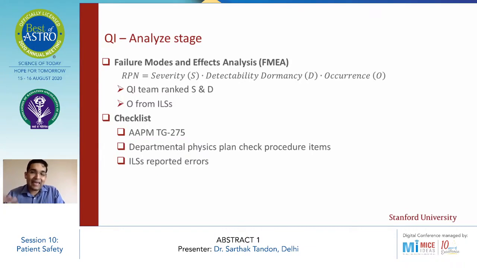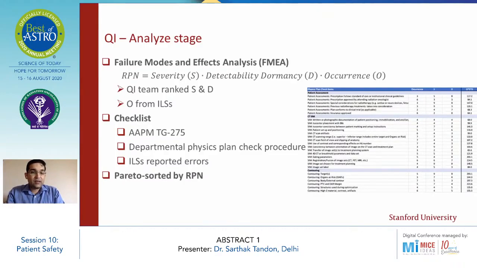So this is how they analyzed the data, and this data was then Pareto sorted. So what is Pareto sorted? The plan checking steps were sorted in the order of decreasing RPN. RPN stands for risk priority number, used to determine the highest priority item to be addressed with this proposed analysis. Next, please.